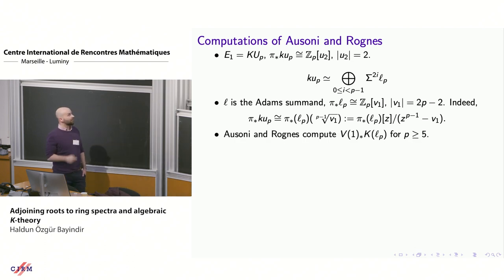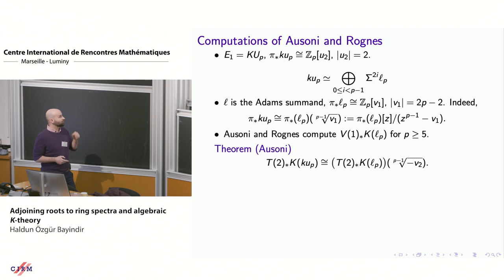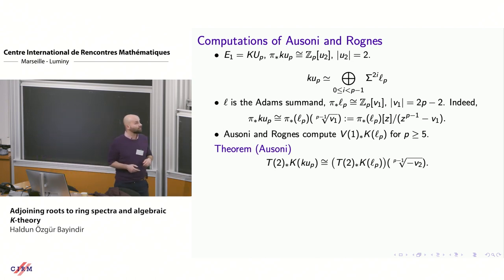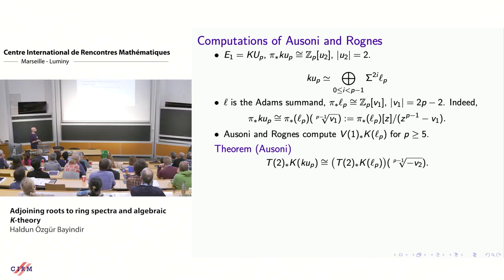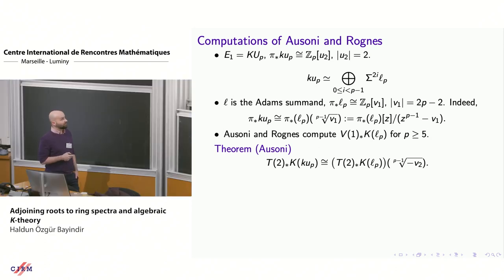And anyway, the way the computation of K-theory of KU follows is that Ausoni and Rognes first compute the V1 homotopy of K-theory of the Adams sum. And then after that, in a separate work, Christian computes the K-theory of the complex K-theory spectrum, again at the level of V1 homotopy. p has to be larger than or equal to 5 so that the Smith-Toda complex exists and is a homotopy associative ring spectrum. So Christian computes the V1 homotopy as well, but I write the result in T2 homology because the result is particularly nice in that case.